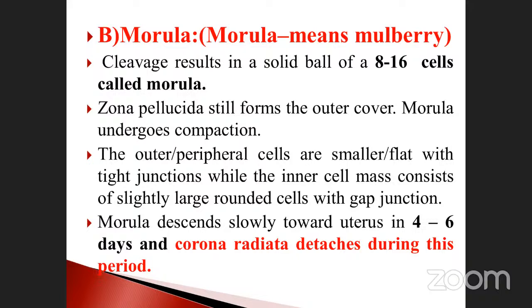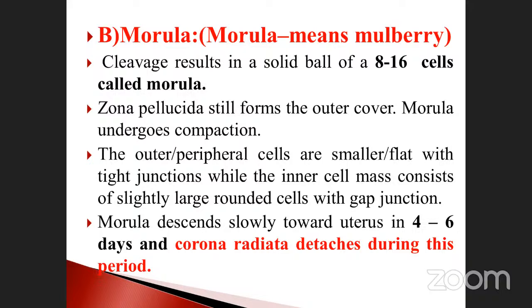Inside the part, the myometrium, and also the outermost layer is there. So the uterus, how many days? 4 to 6 days, and the corona radiata detaches. After the detachment, what happened during this period? The corona radiata detachment takes place.